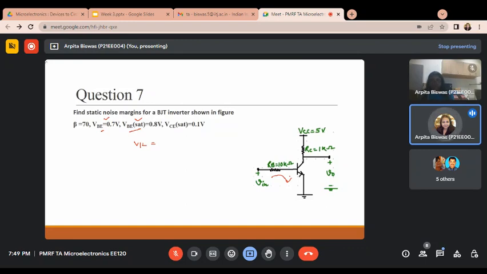There is no hurry. You take your time and then calculate. Ma'am, the VIH answer is coming as 1.5 volt. And what is the value of VIL? Samuel. VIL is 1.4 volt. Yes, 1.4 volt.